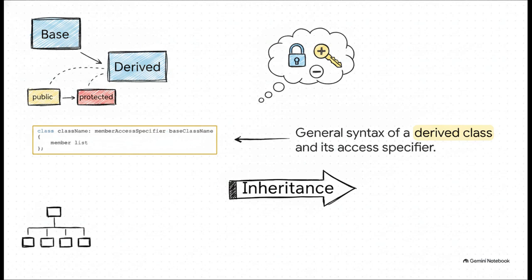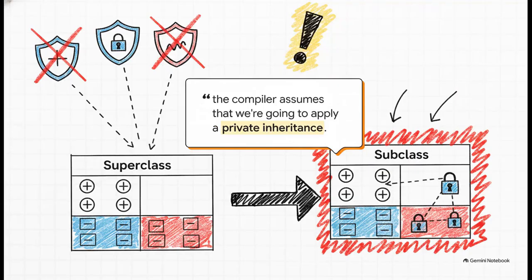But here is something crucial to understand. The private members of a base class are always entirely inaccessible directly from the derived class, regardless of which specifier you use here. But here is a massive exam alert regarding that access specifier itself.